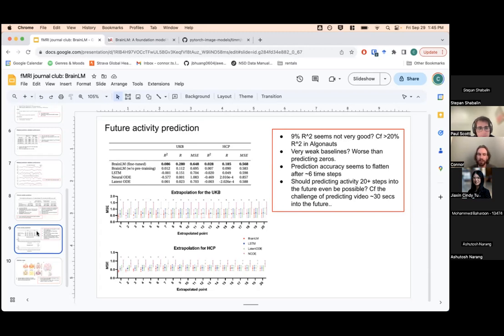But regardless of what they do, something I found kind of disappointing with this experiment is that these baselines are very weak. The R² is basically 0 or negative, and this is worse than just predicting constant zeros. With a baseline this weak, it's not a meaningful baseline, and so you don't get much out of it in the way of understanding if BrainLM is doing a good job or a bad job at predicting future activity.